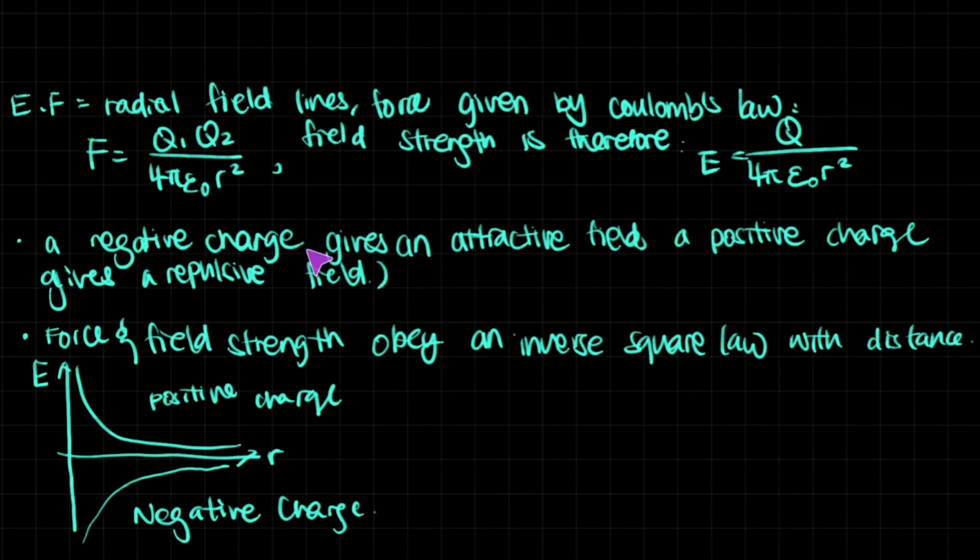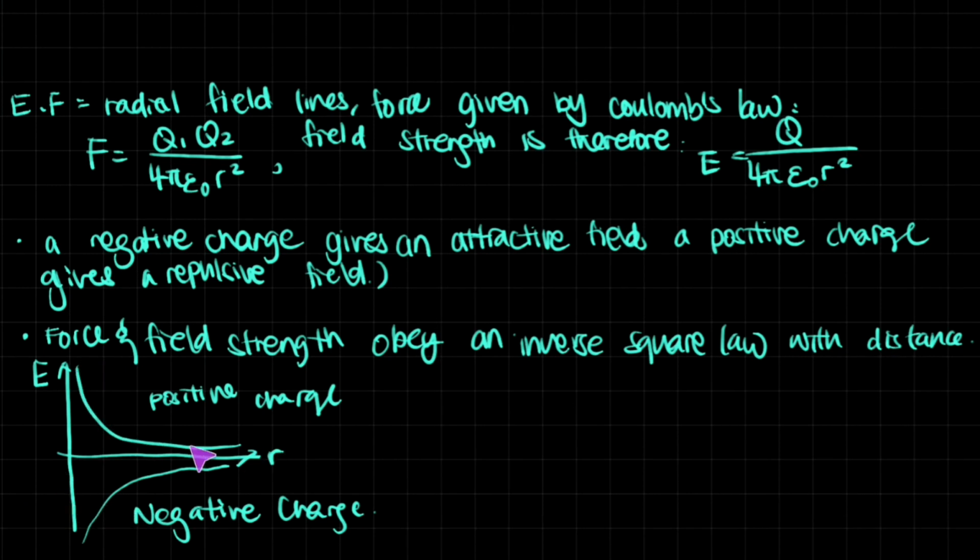So a negative charge gives an attractive field, and a positive charge gives a repulsive field for electrical fields. And there's only negative for gravitational fields. And we also have to think about field strength. We divide that by the second charge, Q2, so we get this. Force and field strength obey an inverse square law with distance. And we can see that right here.